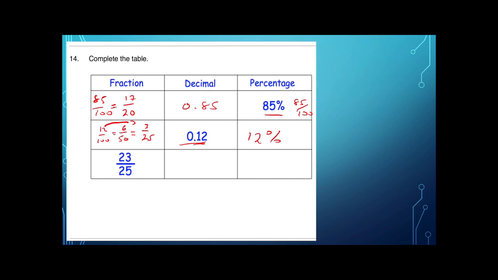23/25ths. Want to write that as a decimal. I'm going to multiply by 4 to give 100. 4 times 23, doing this in our head, 4 times 20 is 80, 4 times 3 is 12, so that gives us 92 out of 100. As a decimal, that's 0.92, and as a percentage, that's 92%.